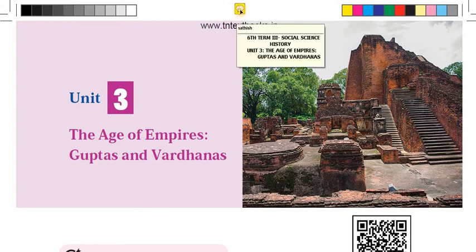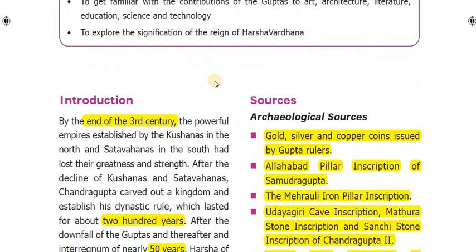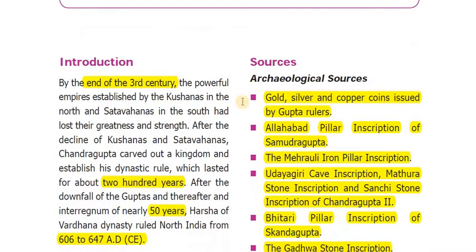6th Standard Term 3 Social Science, History, Unit 3: The Age of Empires, Guptas and Vardhanas. By the end of the 3rd century, the powerful empires established by the Kusanas in the north and Satavahanas in the south had lost their greatness and strength.